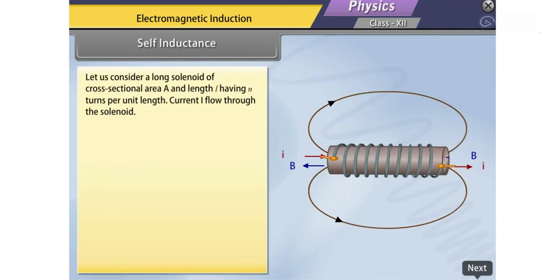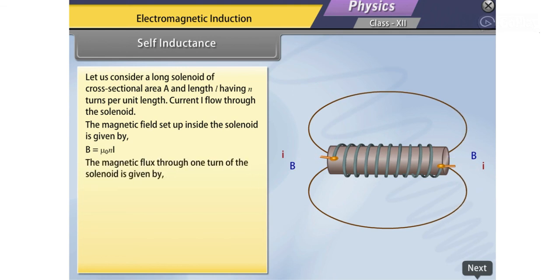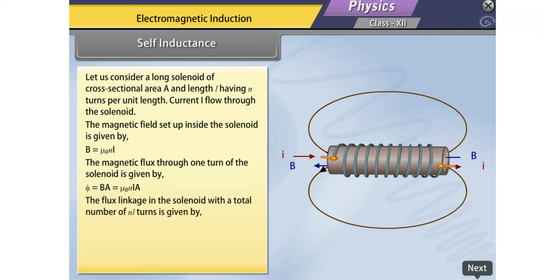Let us consider a long solenoid of cross-sectional area A and length L having n turns per unit length. Current I flows through the solenoid. The magnetic field set up inside the solenoid is given by the product of mu naught n and I. The magnetic flux through one turn of the solenoid is given by the product of mu naught n, I and A. The flux linkage in the solenoid with the total number of N L turns is given by mu naught n square A L I. Hence, the self-inductance of the solenoid is given by mu naught n square A L.